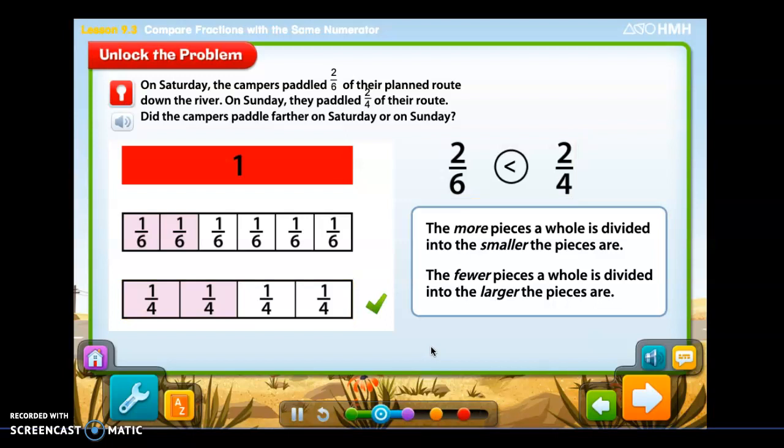So using reasoning, you've reached the same conclusion. The campers traveled farther on Sunday, the day they traveled 2/4 of their planned route. Right? Think of it like food. Okay, if I have 6 cupcakes and I'm giving it out to 6 people, but only 4 people want cupcakes, that means I'll have 2 left over that I could give to someone else. The more pieces you have, the smaller the pieces are, because you got to make it fair. They have to be equal. But if you have fewer pieces, then the pieces are bigger. So it changes the sizes.